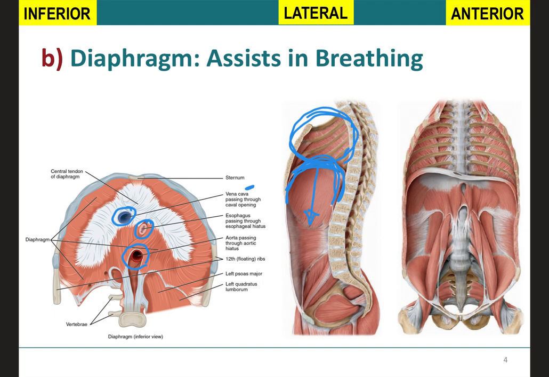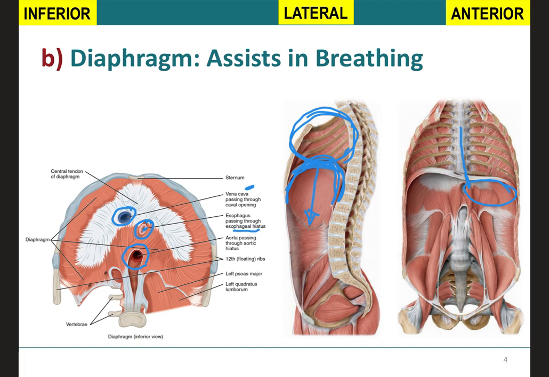Then we have another one that's called the esophageal hiatus, and like the name says, the esophagus will pass through it. So the food that you eat from your oral cavity will go down the esophagus and empty into the stomach that will be located right over here. Therefore, you need to have an esophageal hiatus to allow the contents to come into the stomach.